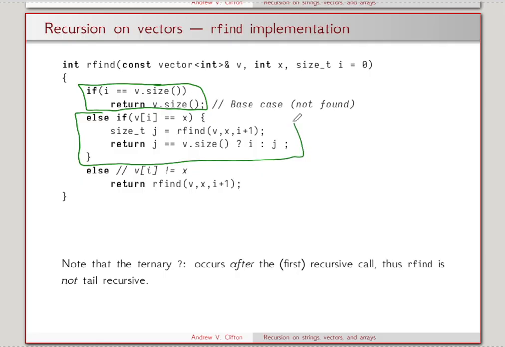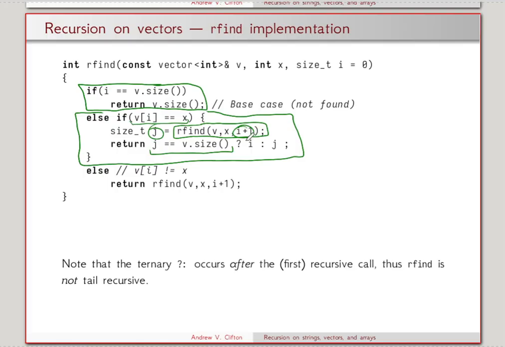This used to be a base case if v sub i is equal to x. Now it's a recursive case. So what we're going to do is, I found an x, but there might be more. So I recursively search the rest of the vector. I do i plus 1 to search the rest of it, and that gives me an index j. Now, if j is v.size, that means there were no more x's.